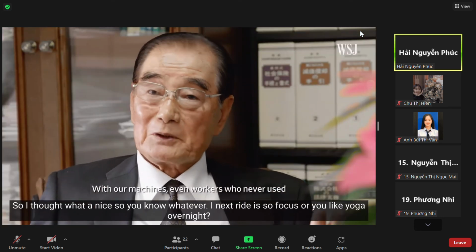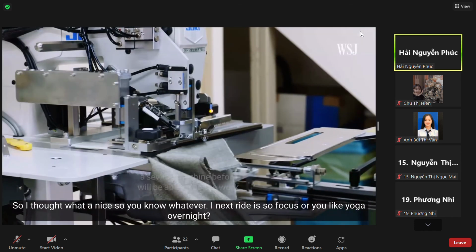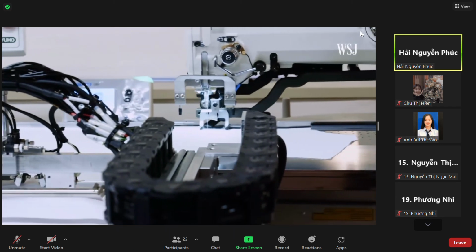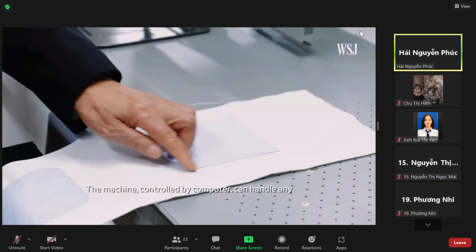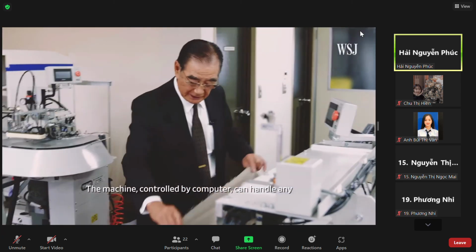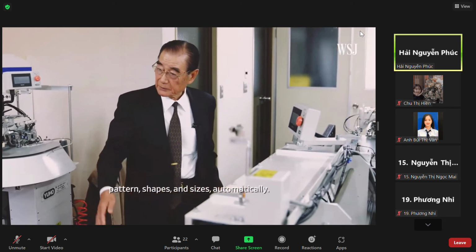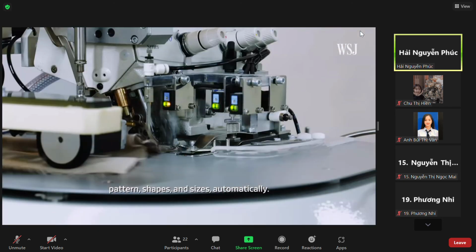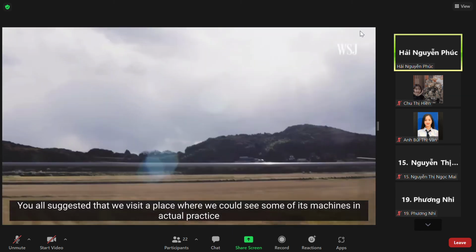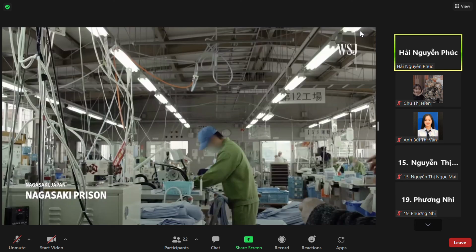Yuho's machines automate some of the more time-consuming steps. Yuho suggested that we visit a place where we could see some of its machines in actual practice. They sent us to a prison.